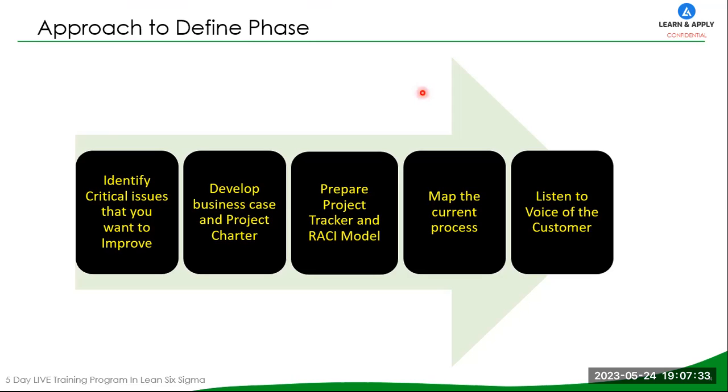Now let's understand, it has 5 parts. The first part is about identifying critical issues that you want to improve. Now, what are these critical issues? You might remember I explained in detail that these issues can be any one from the 4 categories. Now, what are these 4 categories? I explained to you yesterday.